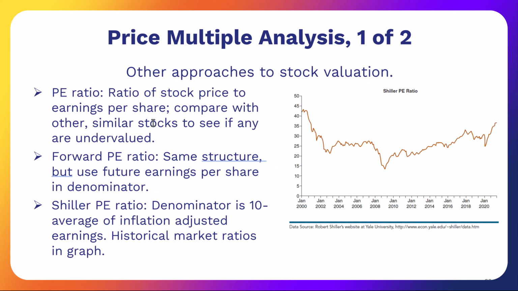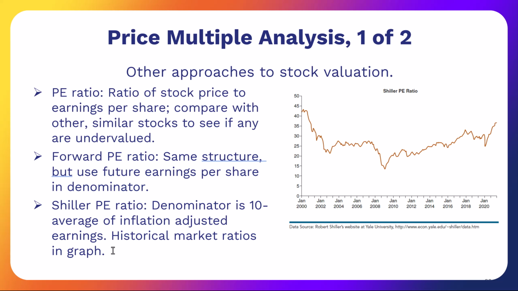So this PE ratio, again, it's the ratio of the stock price to earnings per share. We can compare that with other stocks. We can compare it to the industry. We can actually find published something referred to as the forward PE ratio. This is the same basic structure, except we're looking for future earnings per share in the denominator. This gives us a number that we expect to happen in the future.